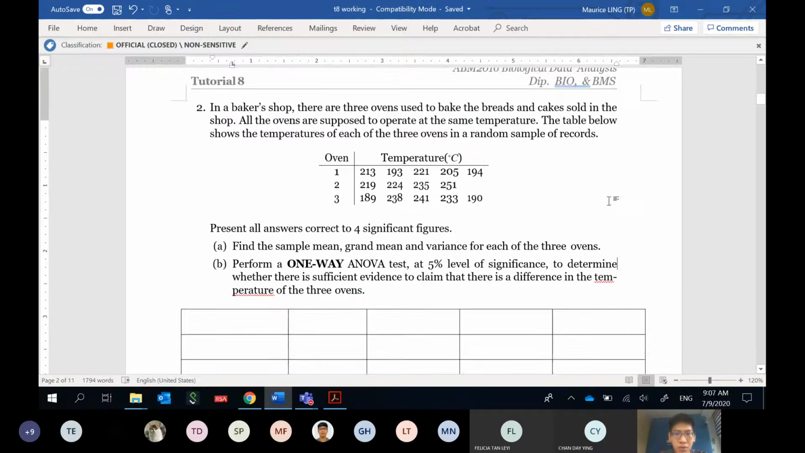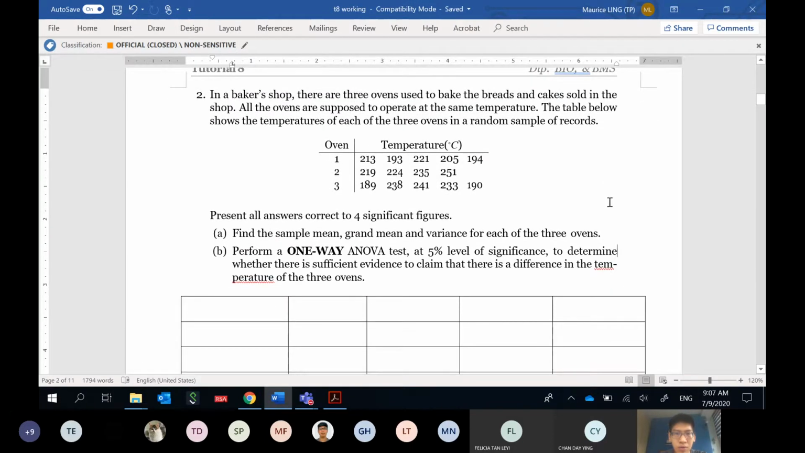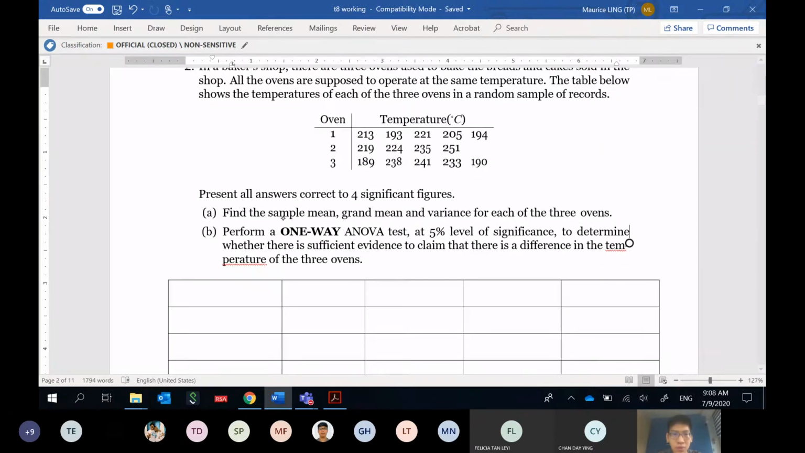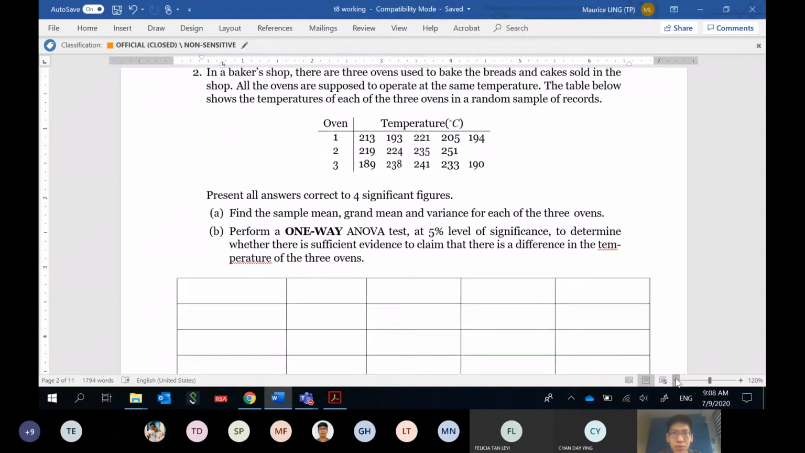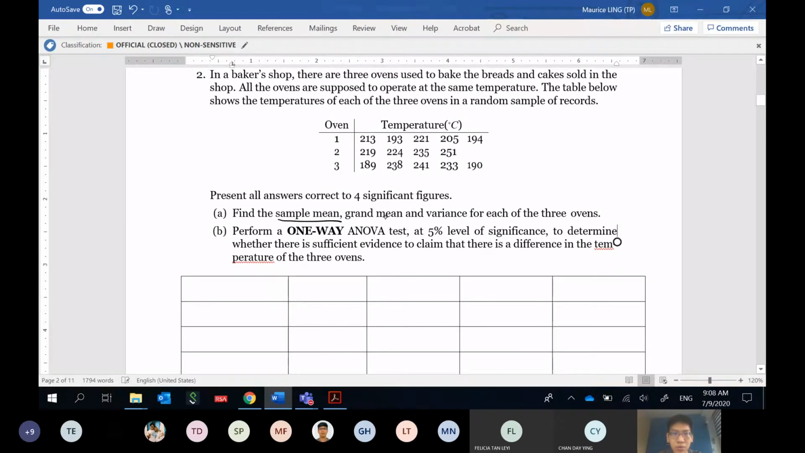So I will do question 2 with some of your help. Okay, so let's do question 2. The first one, most of you can answer. A baker shop uses 3 ovens, and all the ovens are supposed to operate at the same temperature. So oven 1, oven 2, oven 3. Take multiple readings of the same oven and say whether the average of the ovens is the same. For 2A, you find the sample mean, the grand mean, and the variance for each of the ovens.